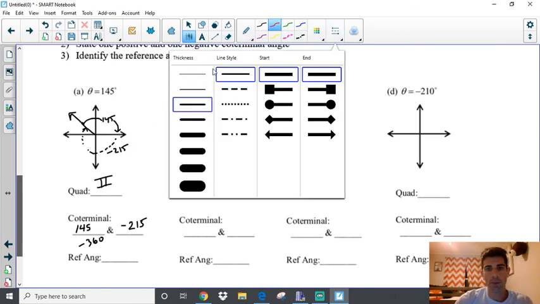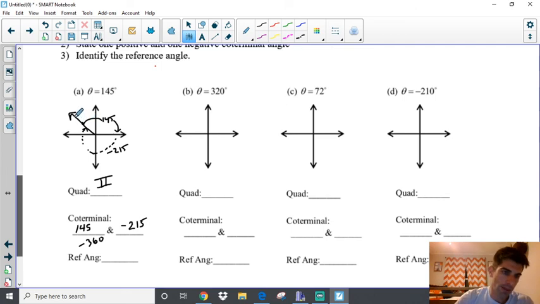Then we go to that reference angle again, and that's the terminal to the x-axis. I know that that's 180. So if I did 180 minus 145, that's going to be 35 degrees. And then there's your reference angle.